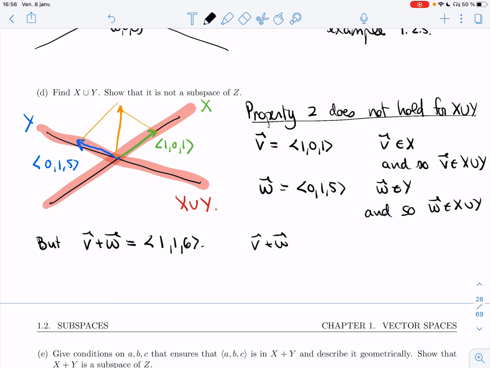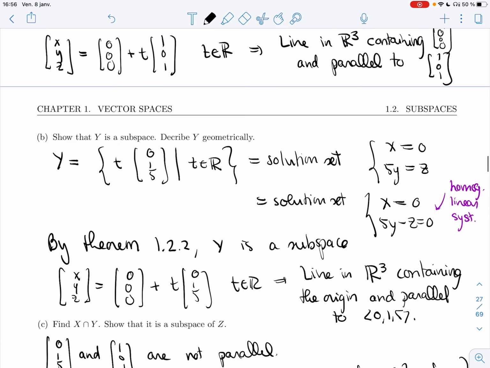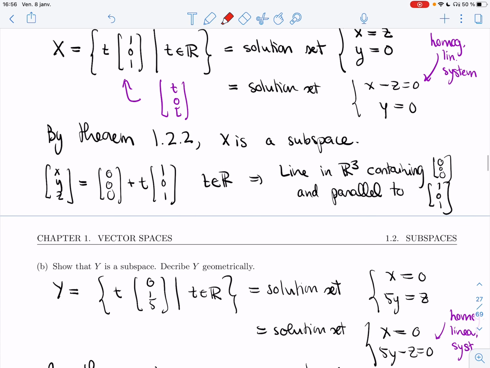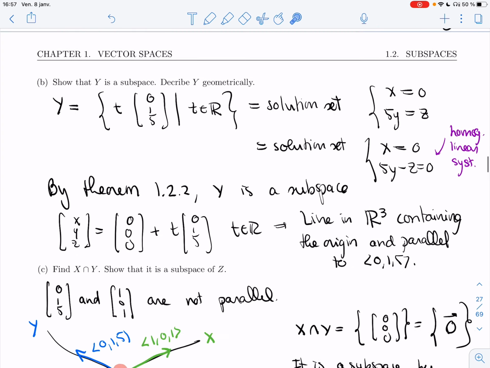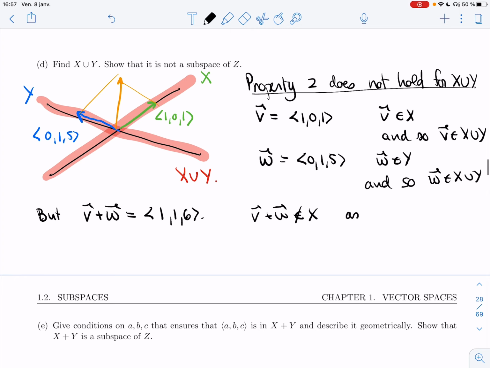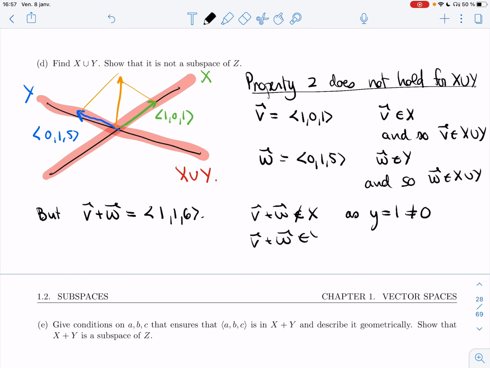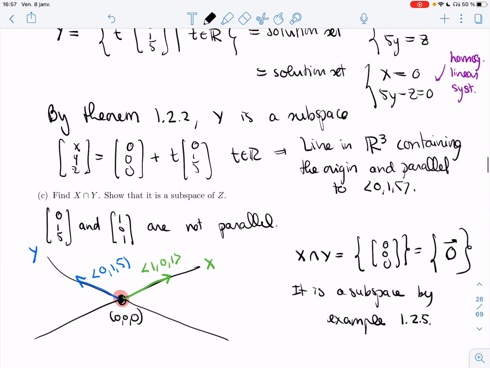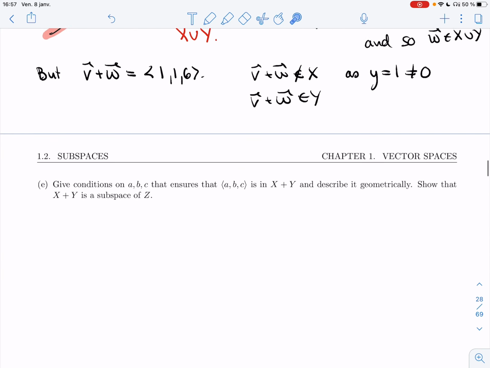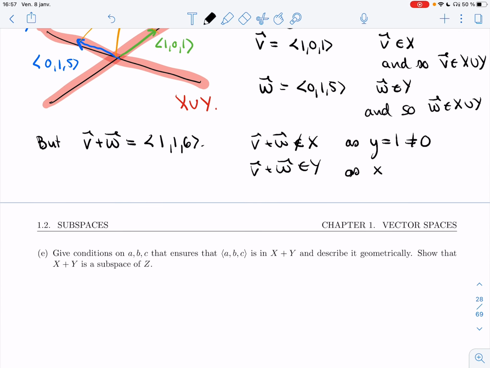v plus w isn't in X, because in X, if you remember, we needed y to be 0. So here it's not in X as y equals 1 is not 0. v plus w isn't in Y. For Y, which one was it? In Y, it was x that needed to be 0. But here x is equal to 1, which isn't 0. And so v plus w is not in X union Y. And so property 3 does not hold.